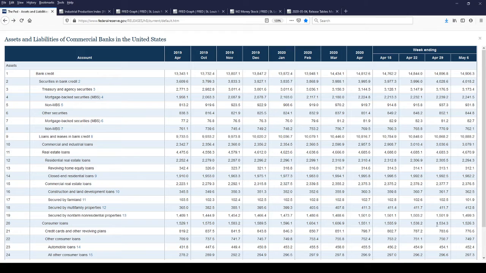Not very good. How about consumer loans? Again, if you're going to look for green shoots, where do you want to find them? You want to find them right here in residential real estate. Obviously not seeing it here. It's been dropping now for a few weeks in a row. But how about consumer loans? These are just getting hammered.